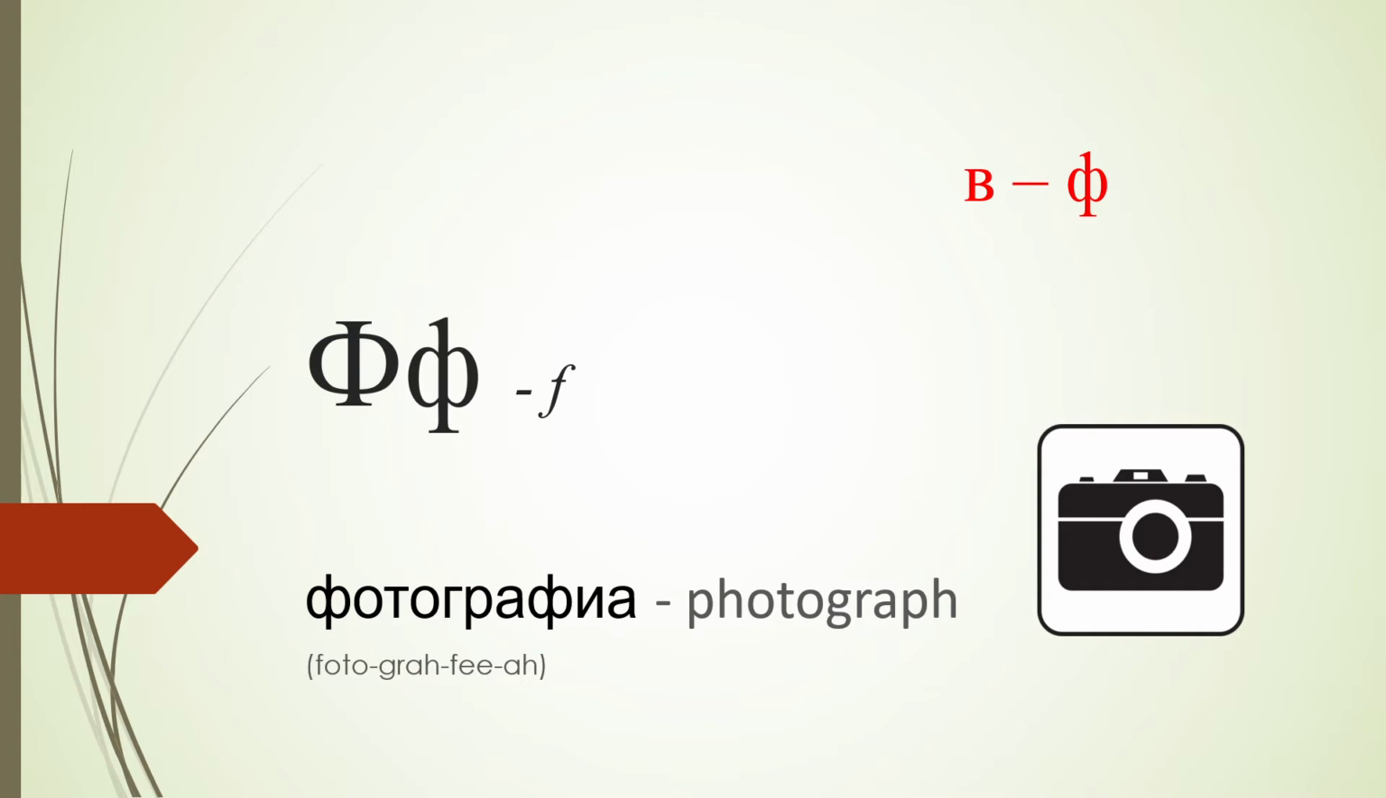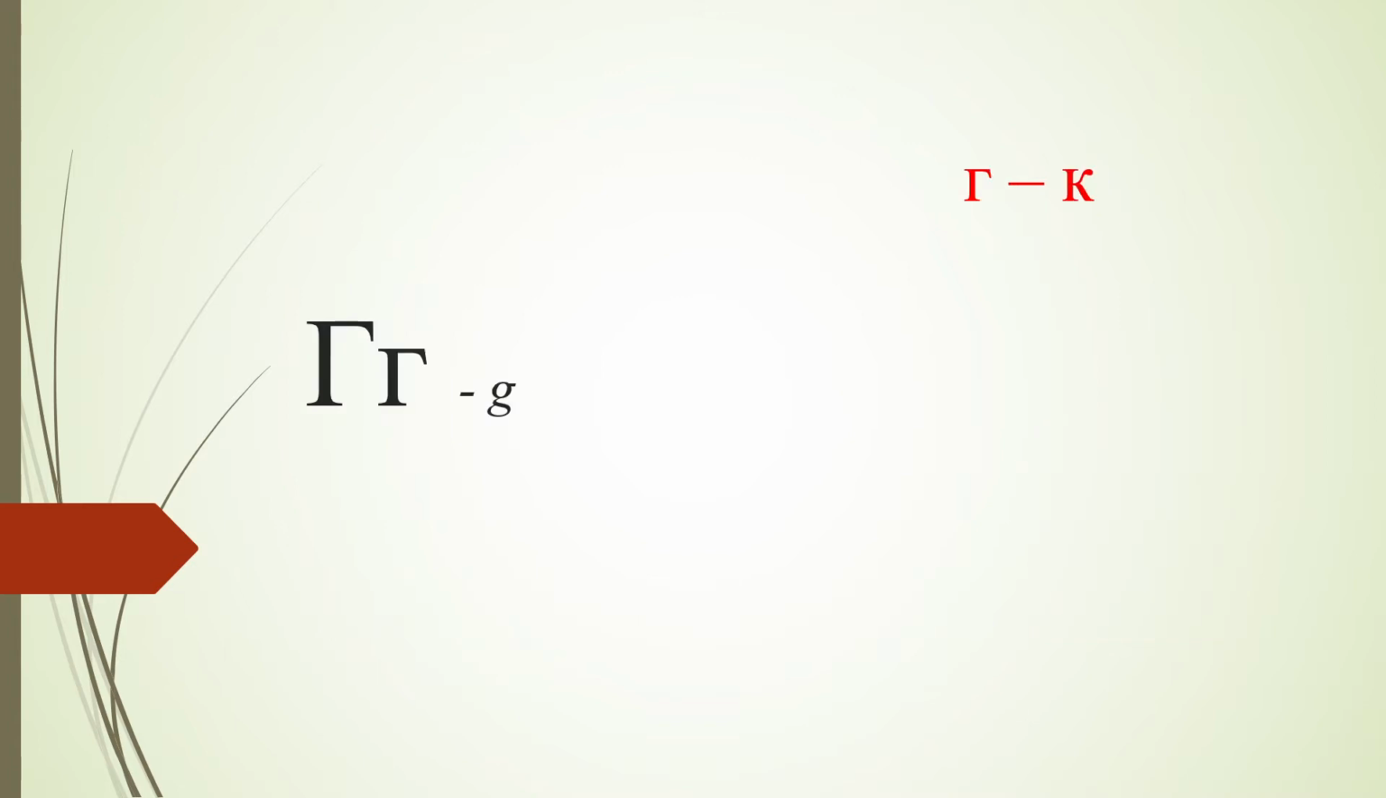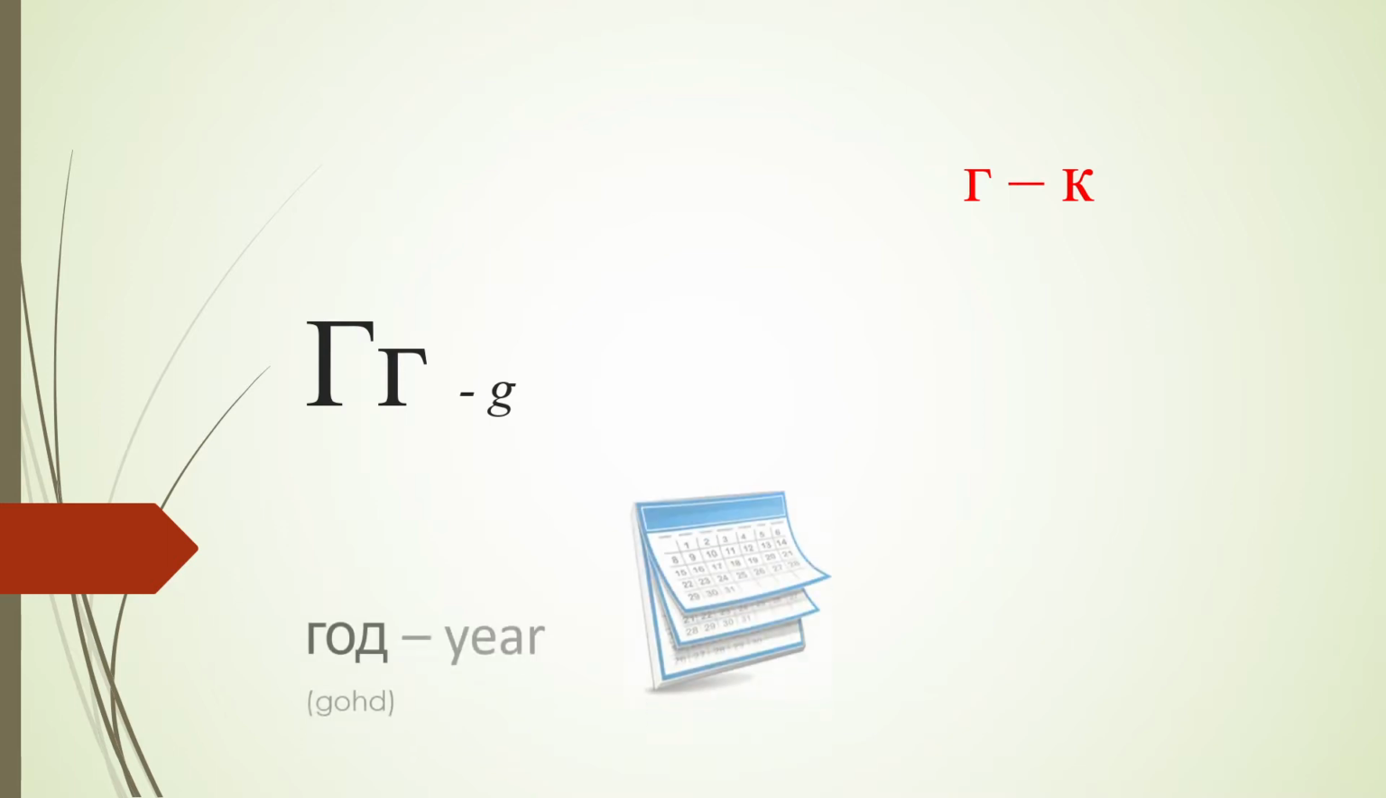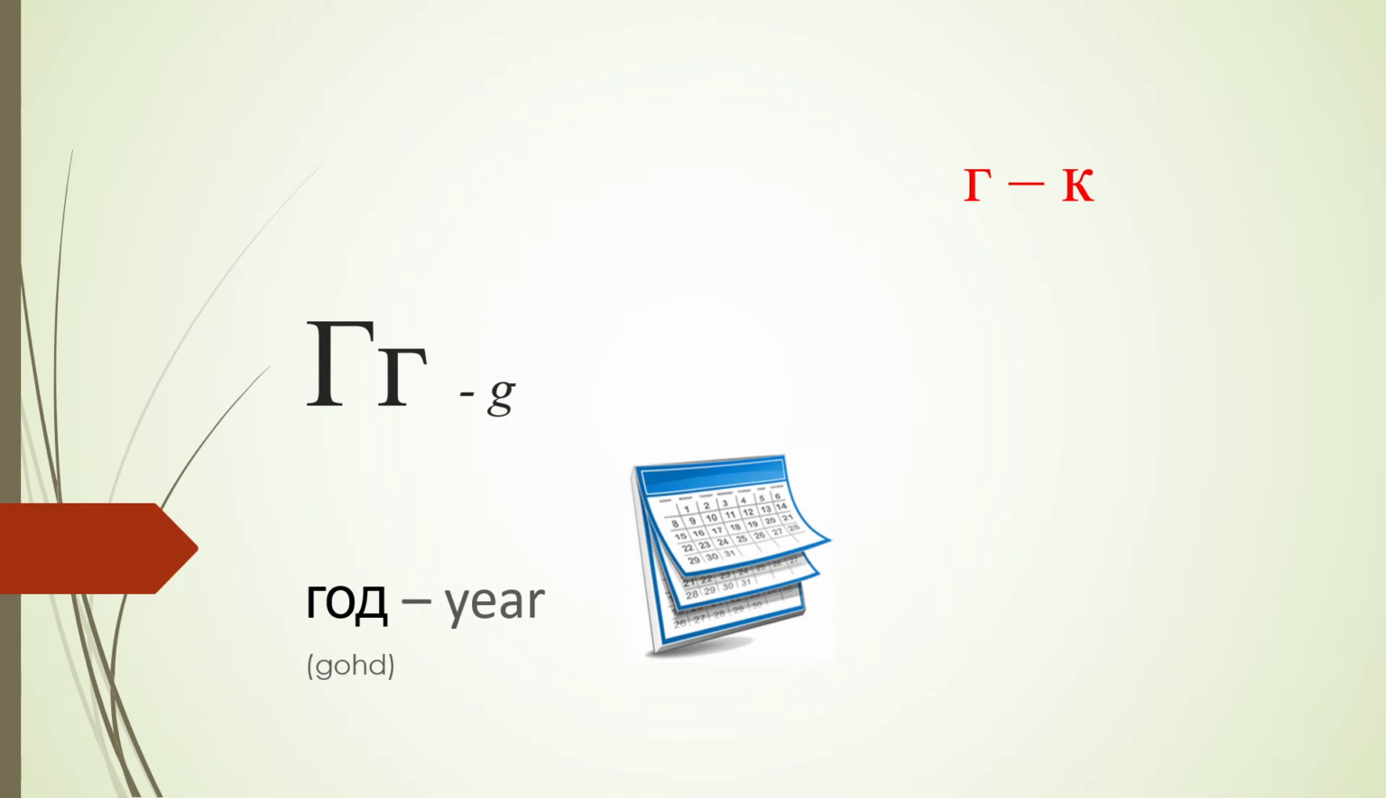Okay, so the next letter is G, which is equivalent to the English hard G sound. G. And an example word is god, which means year. Repeat after me. God. And again, if you know Greek, this is very similar to the way the letter gamma is written. If you don't know Greek, well, now perhaps after you master Russian, maybe that will be your next language.